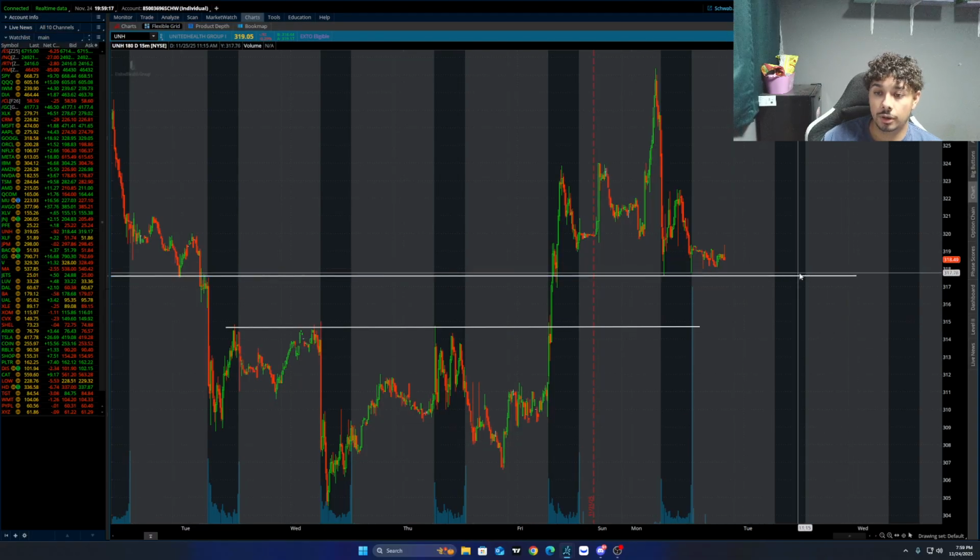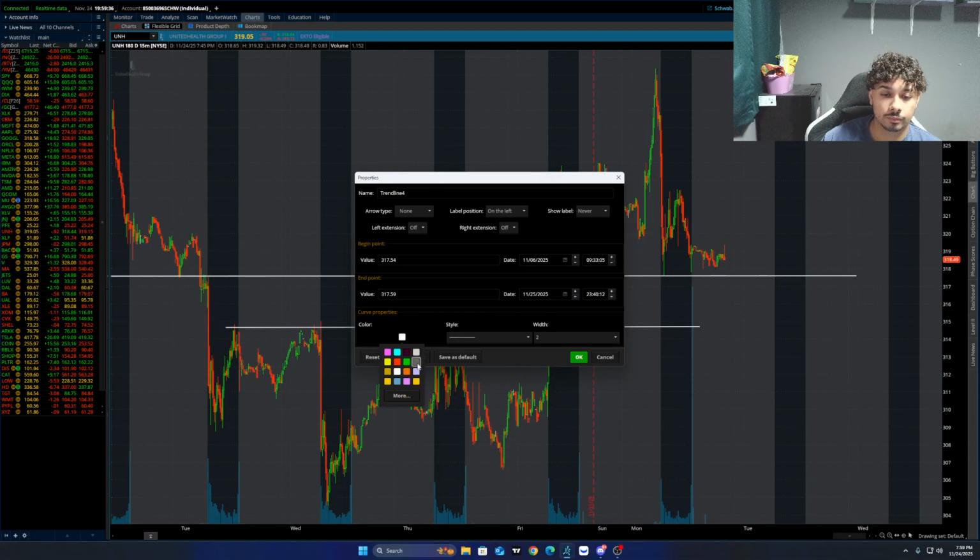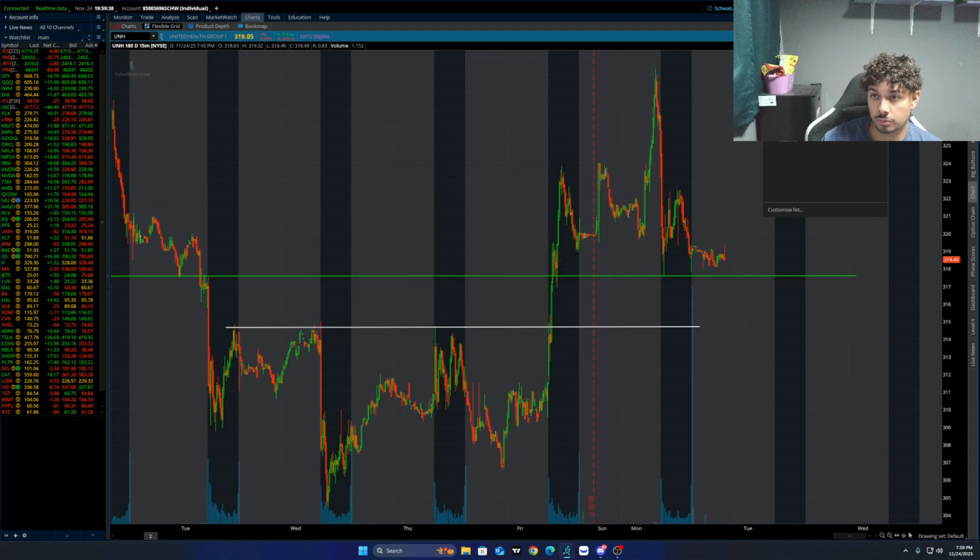is a possible bounce at this level. So if it opens around this level, guess what? I'm in right here, 317, 317.5, stop loss 317, 50 cents for this entire move right here. So that would be my entry. So I would say this is a pretty good one for tomorrow.